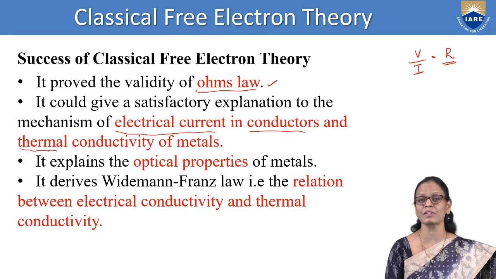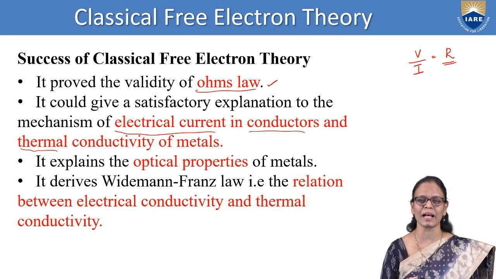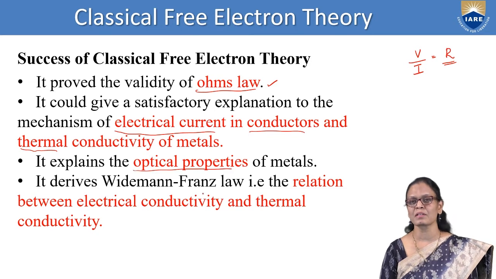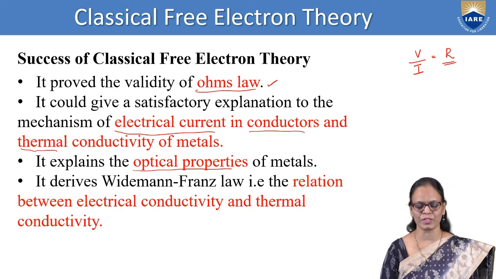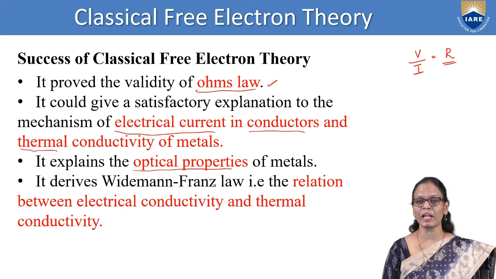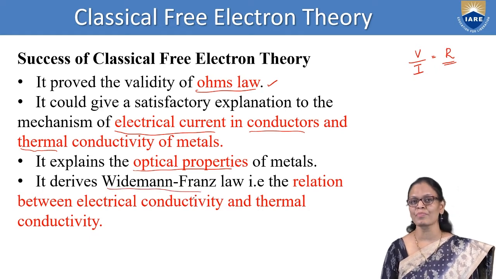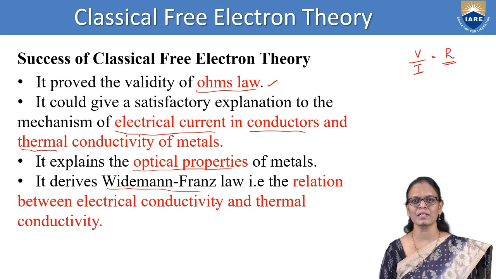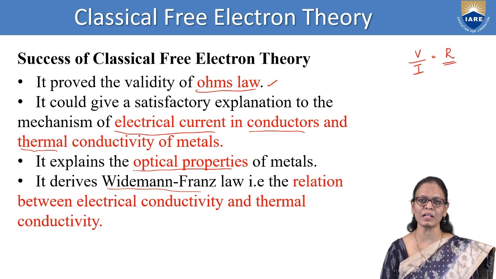And also they could explain the thermal conductivity. Thermal, again I tell you, is related to heat. Whenever heat is supplied, these electrons get agitated and there is a motion of electrons, and they could explain the thermal conductivity. It also explains some optical properties of metals with the help of free electron theory. And then it derives the Wiedemann-Franz law, a very important law which connects both electrical conductivity and thermal conductivity. So all these were the advantages or the successes of the classical free electron theory.